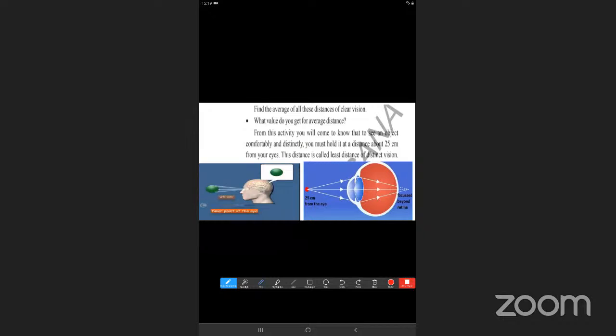From this activity, you will come to know that to see an object comfortably and distinctly, you must hold it at a distance of about 25 centimeters from your eyes. This distance is called the least distance of distinct vision. For a healthy person, the least distance of distinct vision is 25 centimeters. All persons may not be able to see the book at a distance of 25 centimeters. Only a healthy person can see the book from 25 centimeters from their eyes. So this distance is called the least distance of distinct vision.